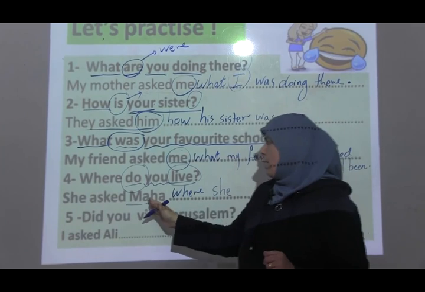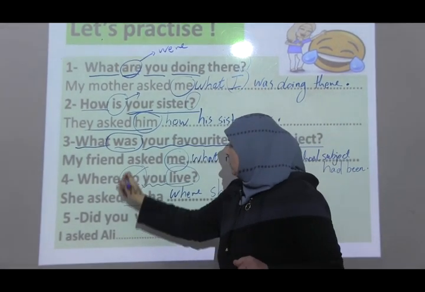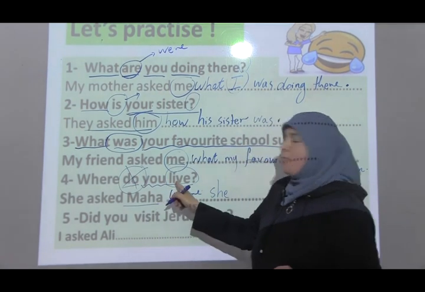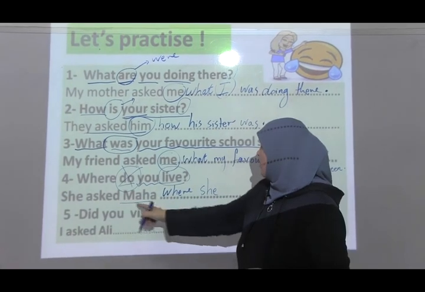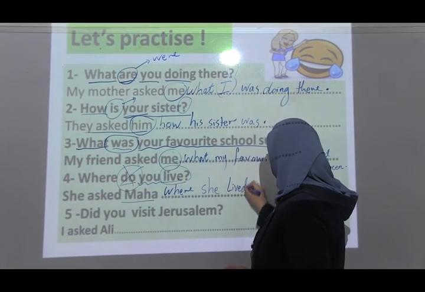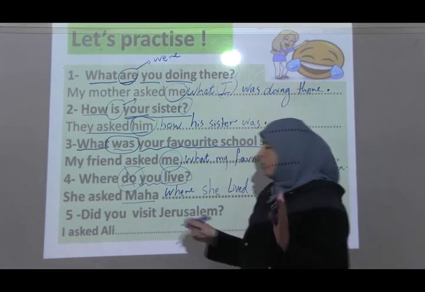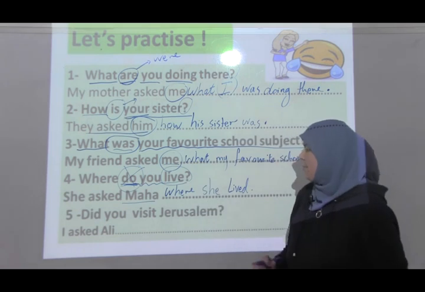Look here, we have the auxiliary verb do, and we have the main verb live. In this type of questions, we don't use do. Okay, we delete it, and we change the main verb into past tense. Then she asked Maha where she lived. Pay attention. We don't use do. We change the main verb into the past simple.